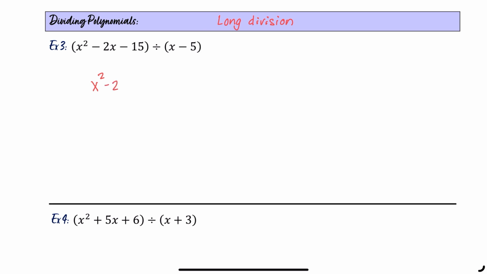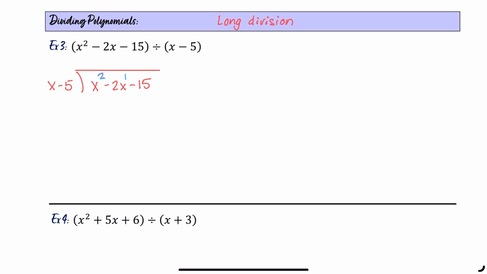So we're going to have x squared minus 2x minus 15, and I'm going to divide that by x minus 5. Now inside my polynomial, I want to make sure my degrees are starting with the highest degree, and then it walks down from the highest degree of 2 to 1, then a degree of 0 on the constant. So now I will start my division process.